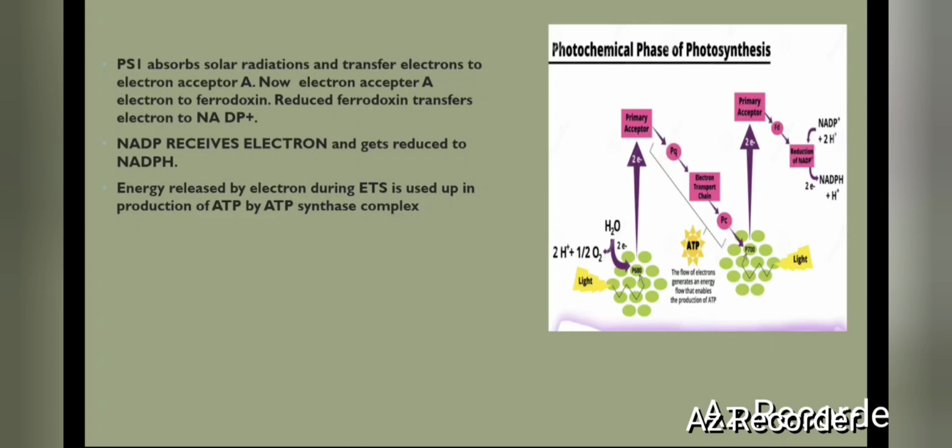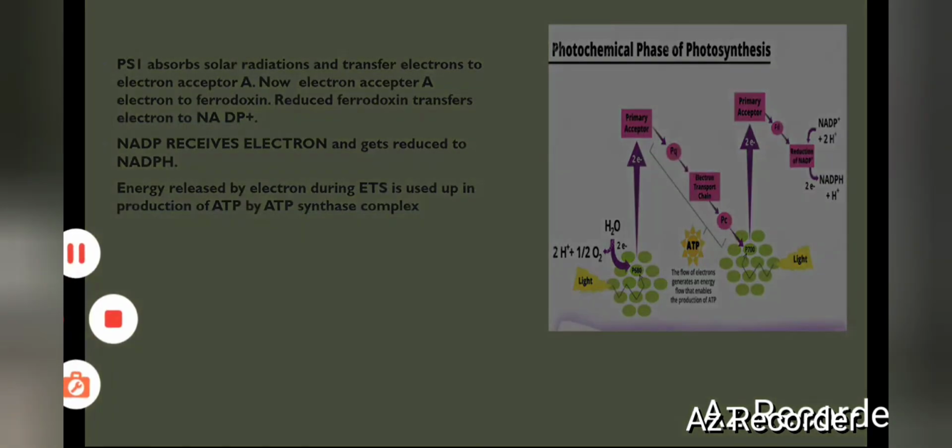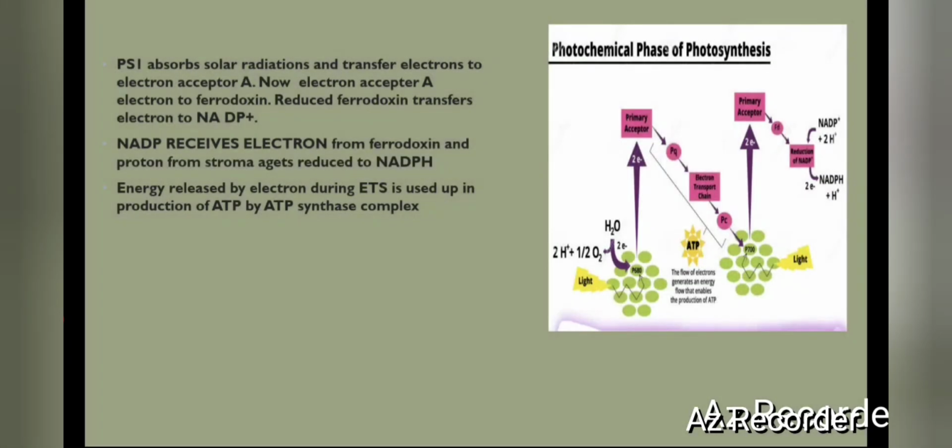NADP receives proton. NADP receives electron from the ferredoxin and proton from the stroma and gets reduced to NADPH.